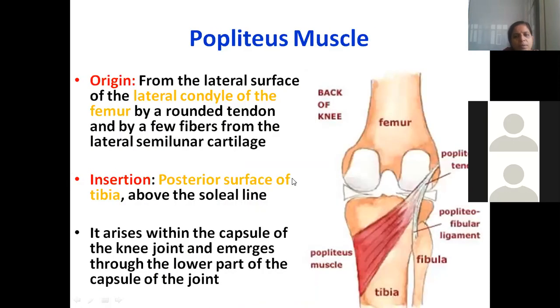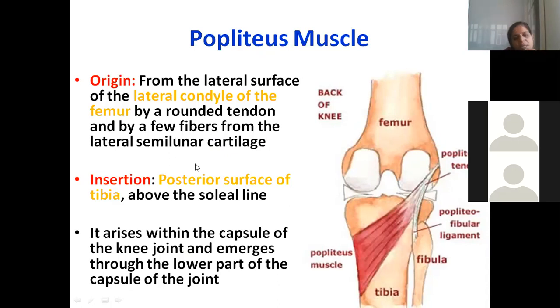Okay. Now, popliteus itself can be a 5 marks question. As I told you, deltoid is important, gluteus maximus, biceps brachii. Similarly, this is one of the important muscles we have in the lower limb. So, origin: which condyle is this? Lateral condyle of the femur. And I told you it is coming from inside the capsule of the knee joint. That's how it is surrounded by a few fibers of the lateral semilunar cartilage.